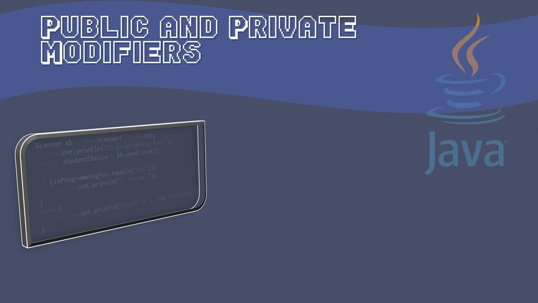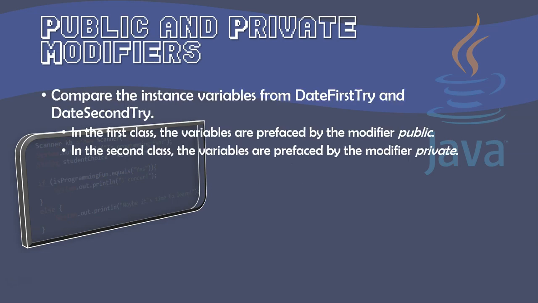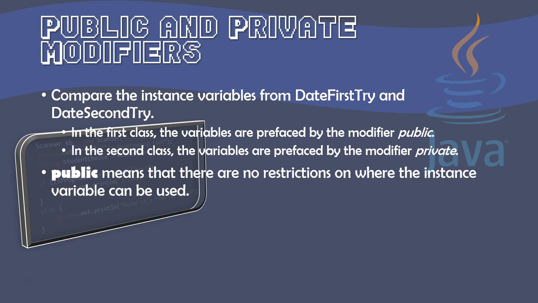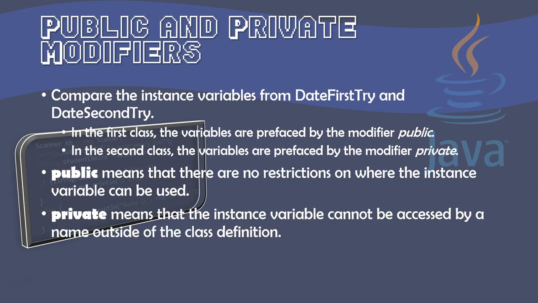Now, going back to those public and private modifiers, if we compare the instance variables from our date first try and our date second try classes, you'll notice something. In the first class, the variables had the public modifier. In the second try class and onward, we've switched to using the private modifier. Public simply means there's no restrictions on where those instance variables can be used. Whereas private means those instance variables cannot be accessed by name outside of that class definition.